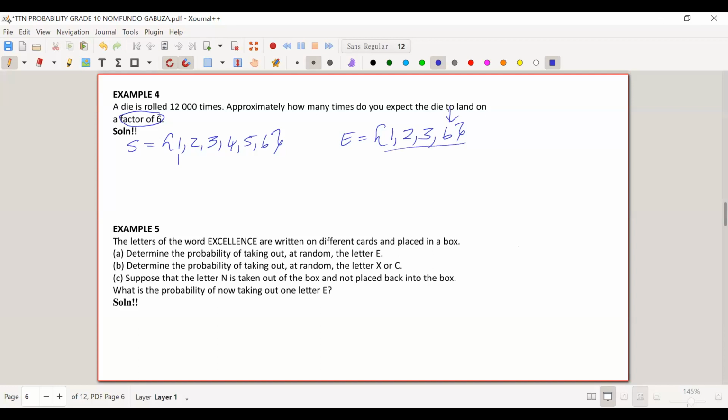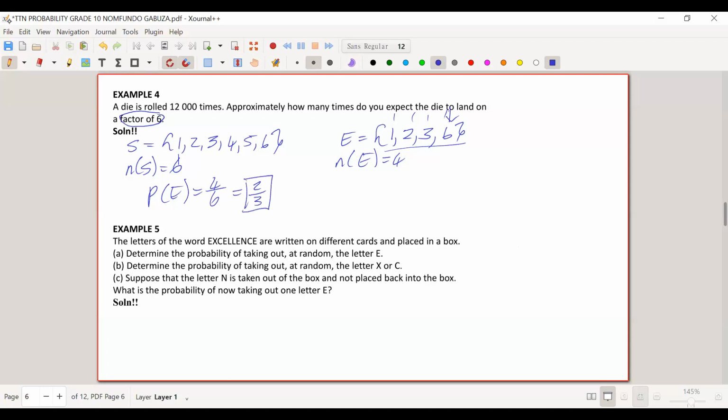So let's try and calculate the theoretical probability. The size of the sample space over here is going to be 6, right? Then the size of the event is going to be 1, 2, 3, 4. It's going to be 4. So the theoretical probability is going to be 4/6, which means it's going to be 2/3. This is just the theoretical.